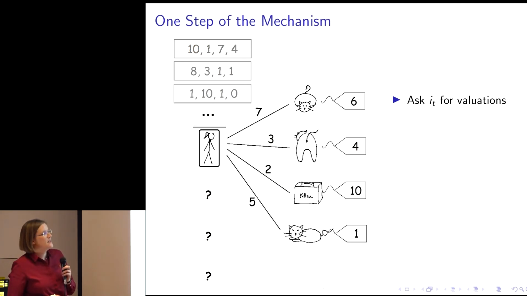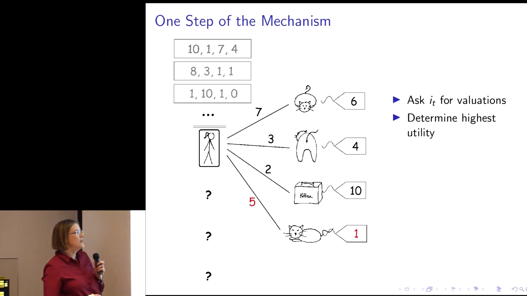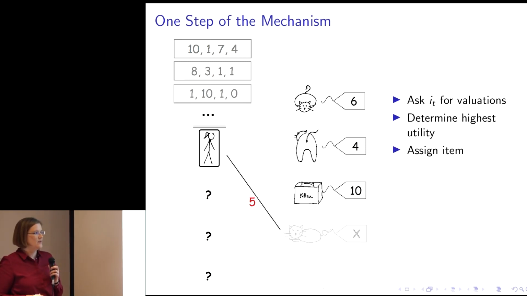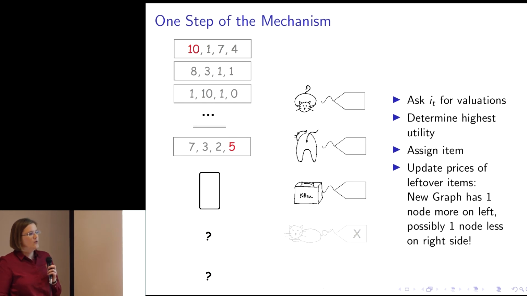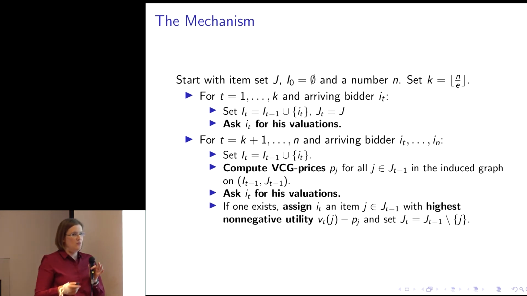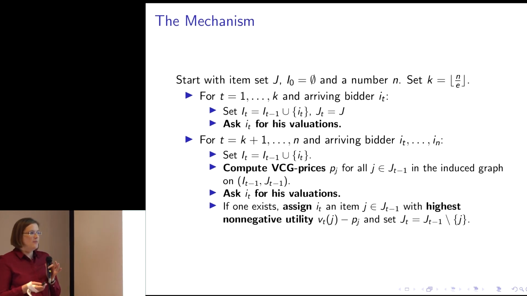So let's look at one step. This girl comes, these are my prices, and she says, okay, these are my valuations. Where's the highest utility? Well, she bids 5 on this one and it costs only 1, so utility 4, and we're going to assign that. Now we have 1 node less on the right side and 1 node more on the left side. So this is everything that happens. And the algorithm, if you just look at the bold parts, samples, computes VCG prices, assigns a utility maximizing item, and then updates the prices, of course.